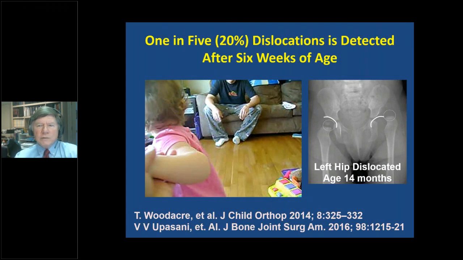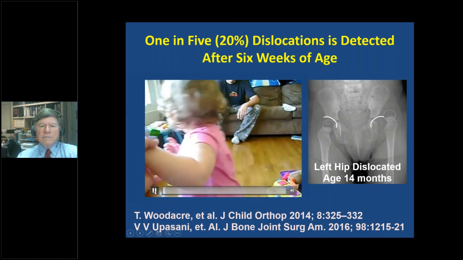1 in 5 dislocations is detected after 6 weeks of age, which is somewhat disconcerting. And the parents may tell you that the child has an abnormal limp. Here's a child that limps, that the parents had a video of.